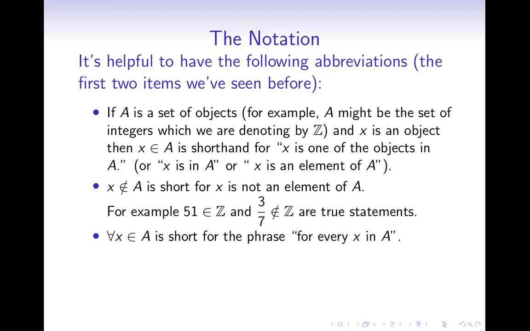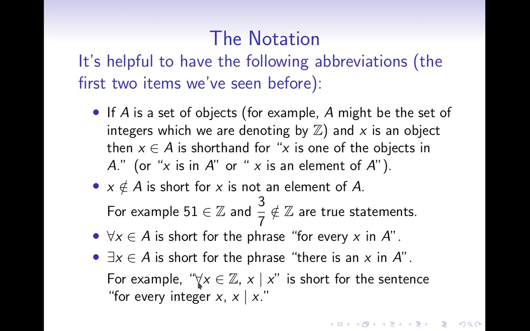or some equivalent phrase. And then this backwards capital E is shorthand for the phrase "there exists" or "there is." So this sequence of four symbols would be read, there is an element x in A, meaning there is at least one.